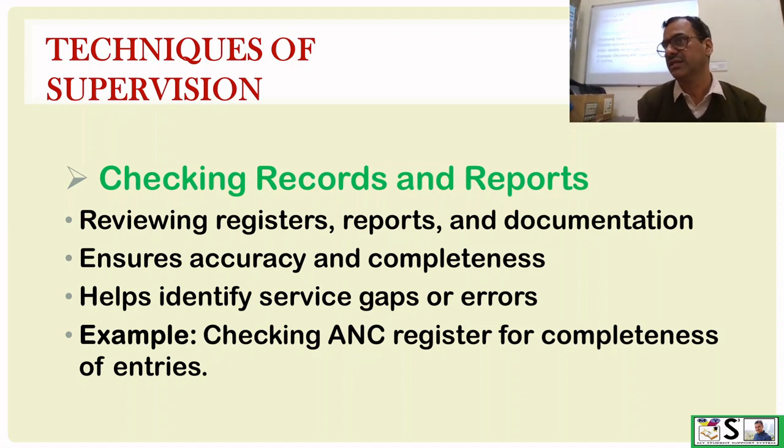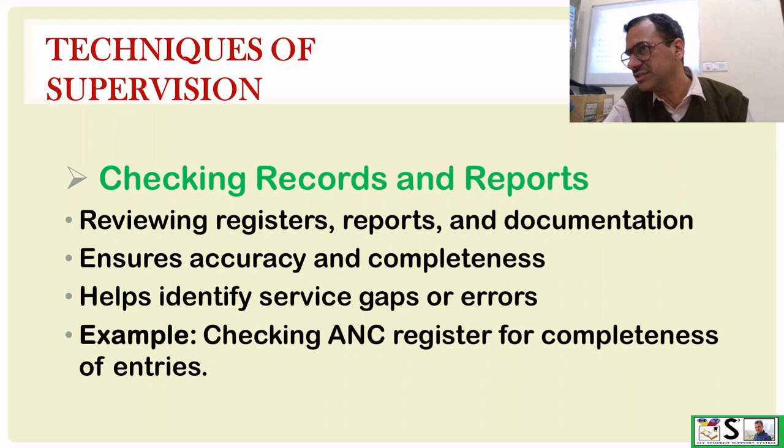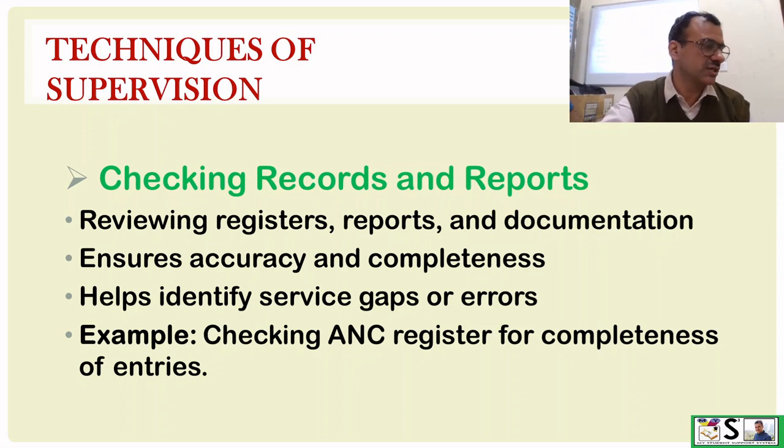We can check whether there are service gaps, or whether she has not given some immunization in the area. When we check the immunization register, we can find out any lacking in the immunization services. For example, we can check the ANC register for completeness in entries, and the immunization register as well. So we will check the records and reports made by the supervisee or staff.